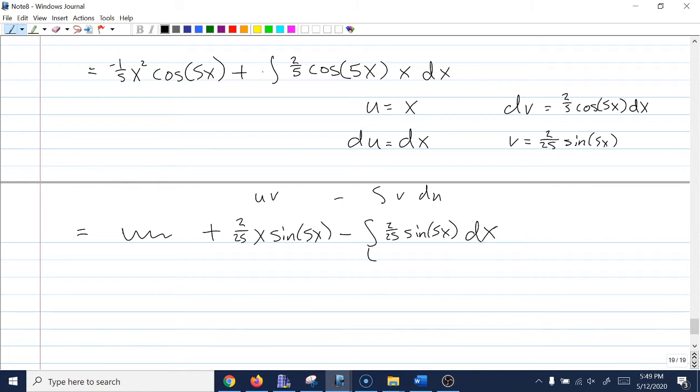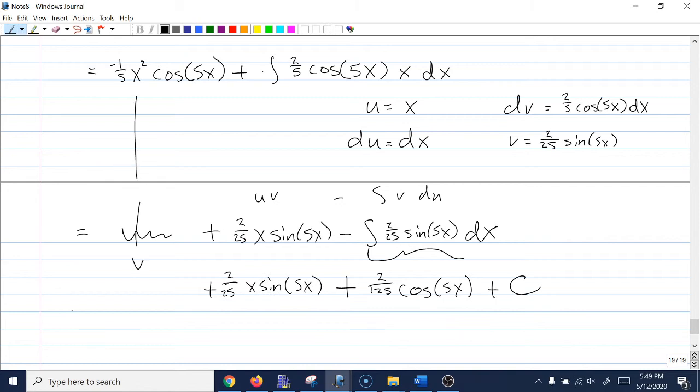Hey, I can do this integral. I know the integral of sine. The integral of sine is negative cosine. Gotta divide by 5. 2/25 becomes 2/125. Plus c. And this thing is still here.